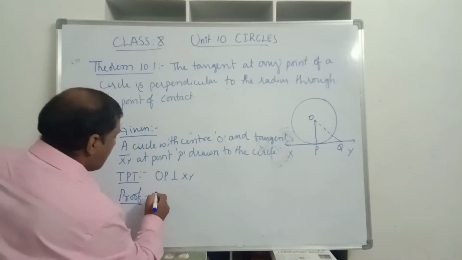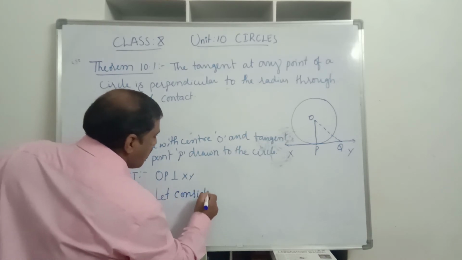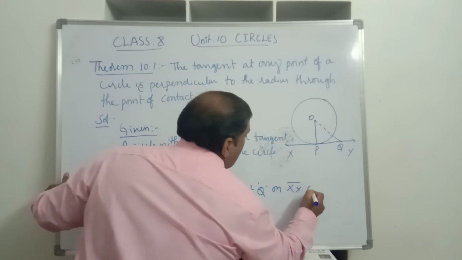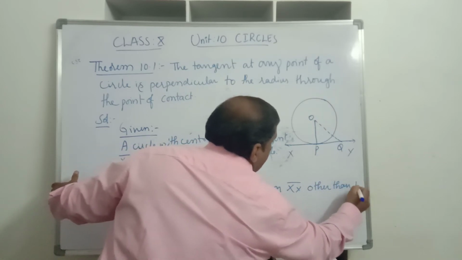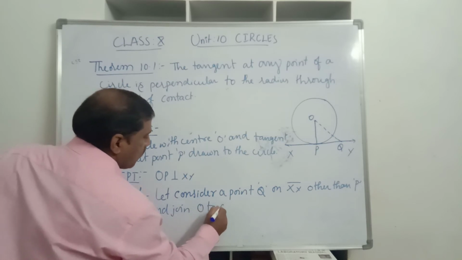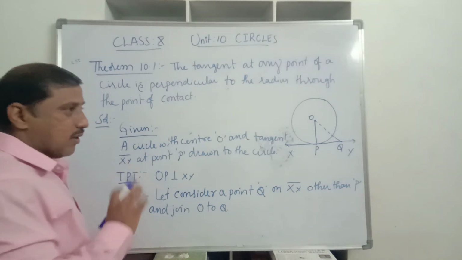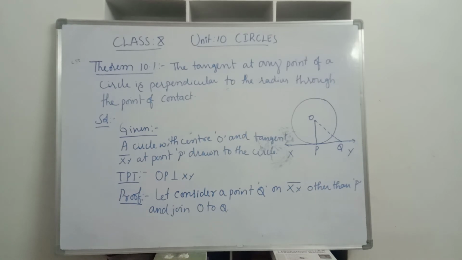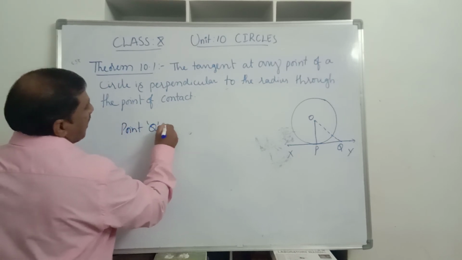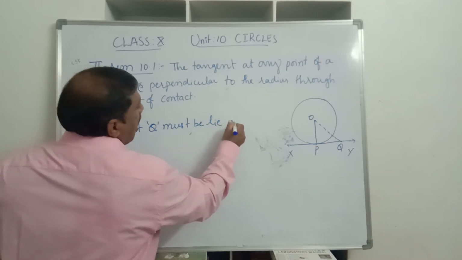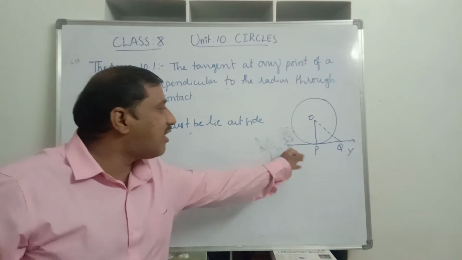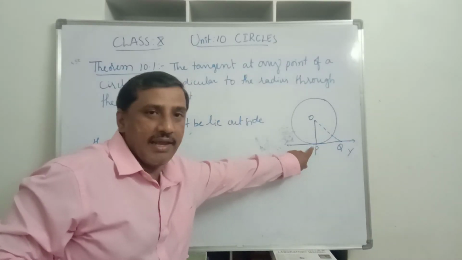For this proof, how do we prove? Let's consider a point Q on XY other than P and join O to Q. So where do we find this point Q? Point Q must lie outside the circle. Why does it lie outside the circle? If it lies on the circle, then XY will not be a tangent. Why? XY is a tangent at point P. So it is not possible.